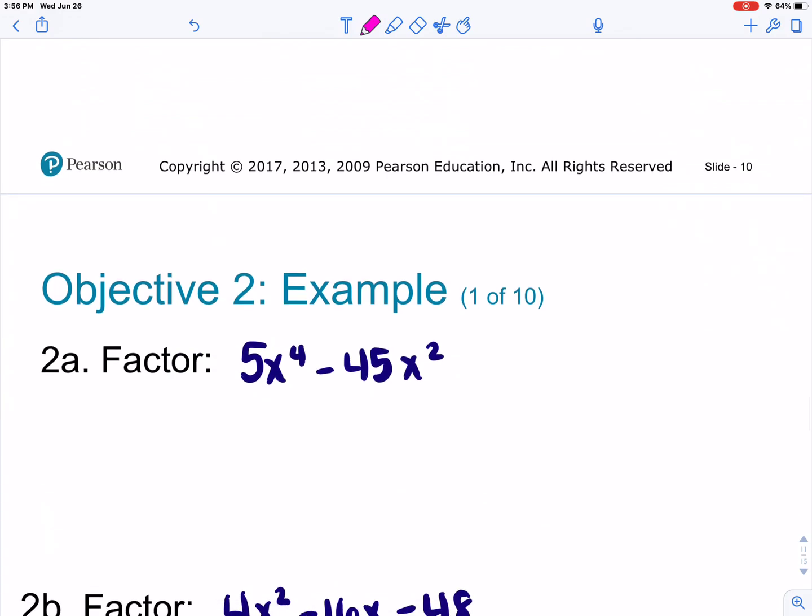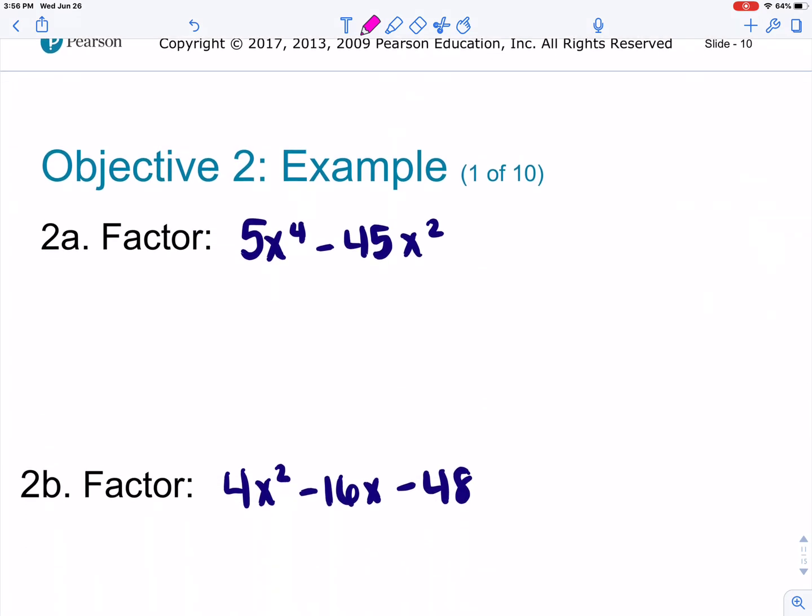All right. So let's see what we're going to do. I got a 5 and a 45, so I know I can pull a 5 out. I bet I can pull some letters out because I got an x to the fourth and an x squared. So I could also pull out an x squared. So let's see what happens when I pull out an x squared. 5x to the fourth divided by 5x squared is x squared. 45 divided by 5 is 9. X squared divided by x squared is it.